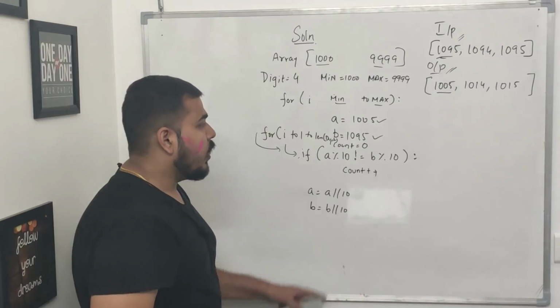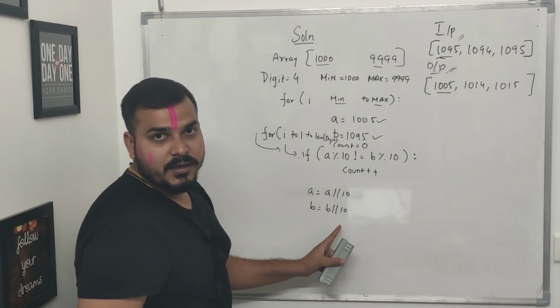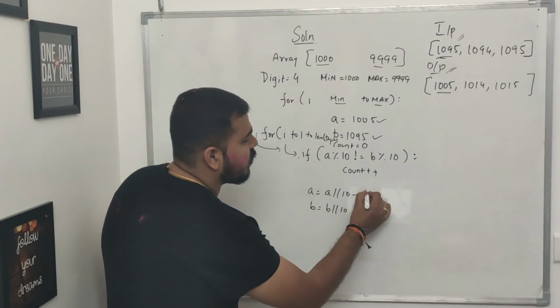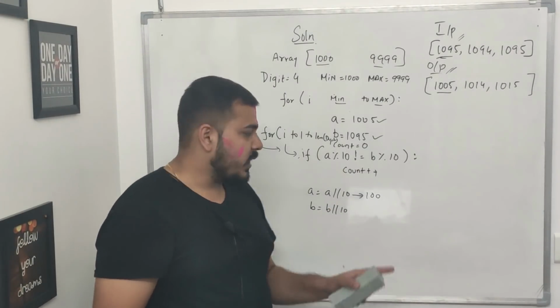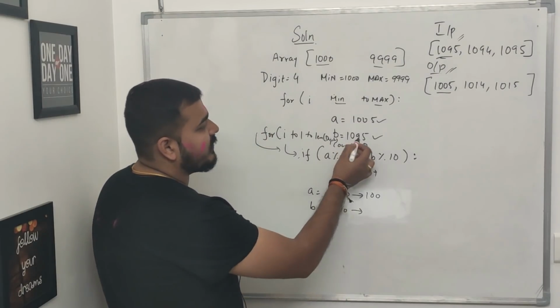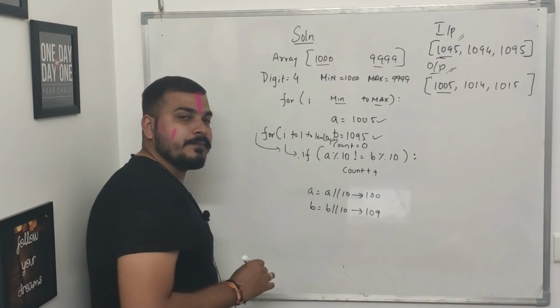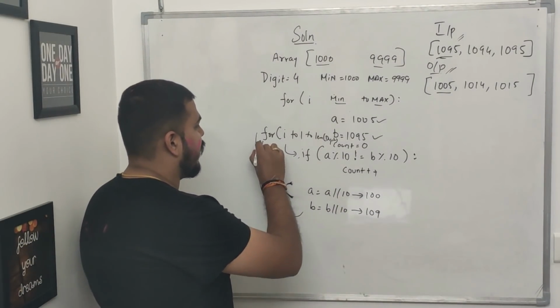Over here this condition is not going to be true. So it is going to skip this if condition, it is going to come here. Now when I divide this by 10, I'm actually going to get 100. I don't care about the remainder. So here I'm going to get 100. In this particular case, when I divide 1095 by 10, I'm going to get 109. Now again this condition will work like this only.